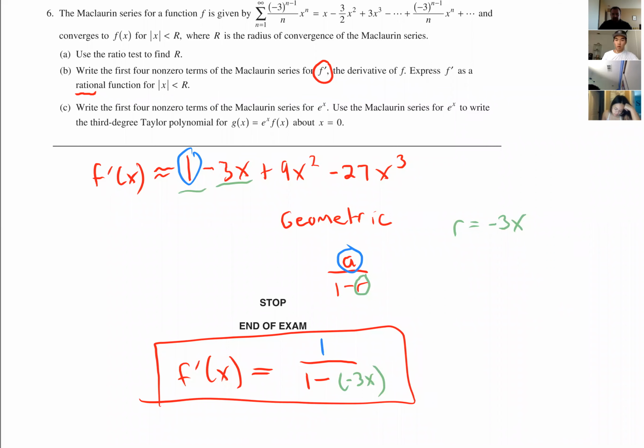How'd you find r again? r is just the common ratio. It's what you're multiplying by from left to right. If you know it's geometric, in order to get a rational function, it has to be geometric. That would be a clue right there. If it asks for a rational function, that tells you that it's geometric. So it's saying, what are you multiplying by from left to right? If you're not sure, just take the second term and divide by the first term. That will always give you r.